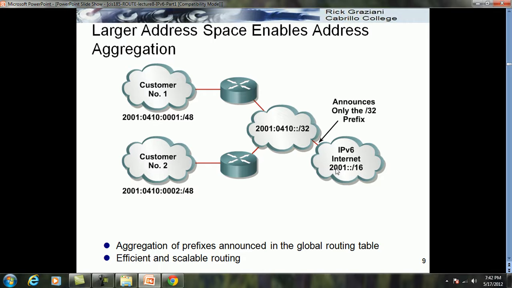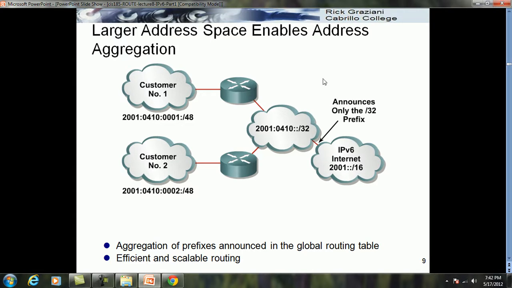IPv6 internet address 2001:16. What is :16? What is 16? What is 2001? Where did it come from? I'll explain to you within some time. Okay. See this. Then it's that 32. See, first 16 bits. That's 16. In IPv6 we don't have a subnet mask. So how do we calculate?